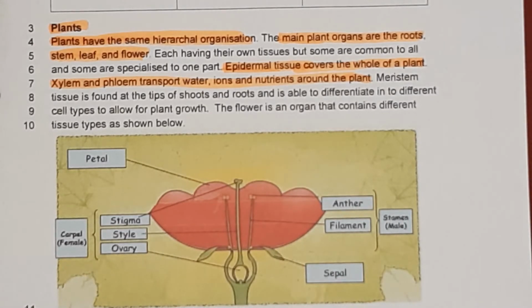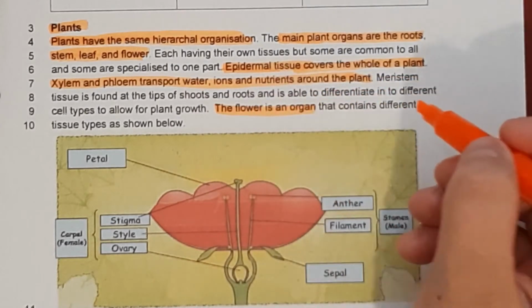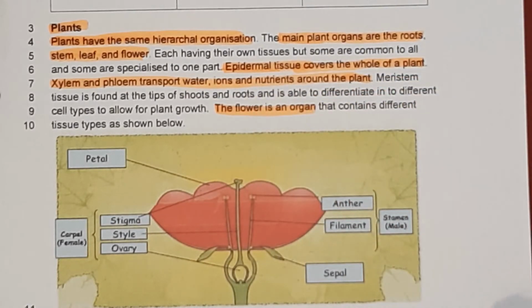The flower is an organ that contains different tissue types as shown in this picture. So the flower contains petals, the female sex organs, which are the stigma, style and ovary, and the male sex organs, which are the anther and filament. Now the male sex organs, the anther and filament, are called the stamen together, and the stigma, style and ovary together, being the female sexual organs, are called the carpel together. And then here we have the sepal, which is a little bit left over from where the petals and all the sex organs were contained when it was originally just a bud on the plant.